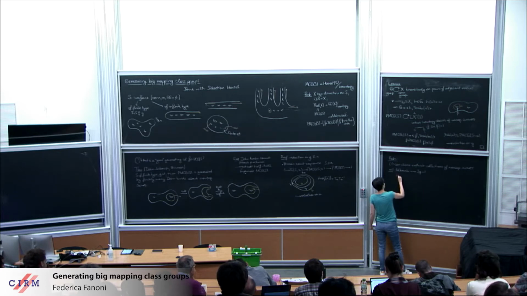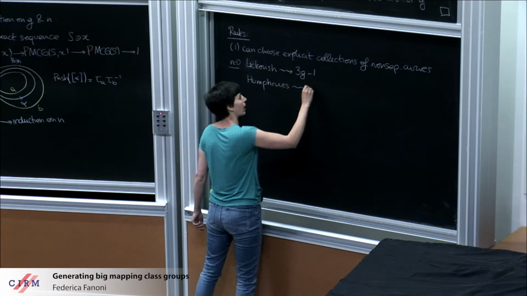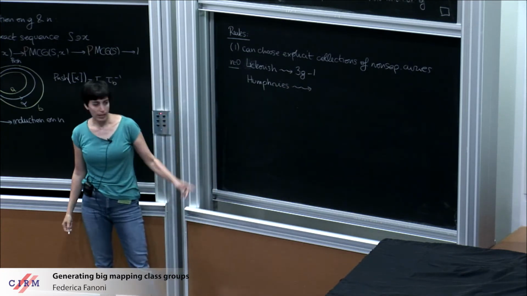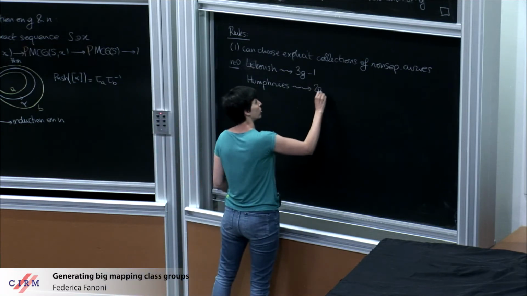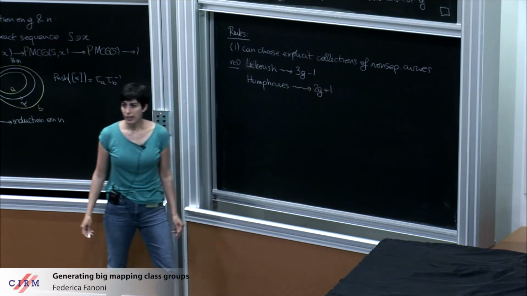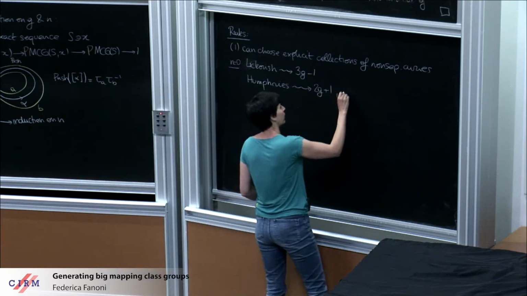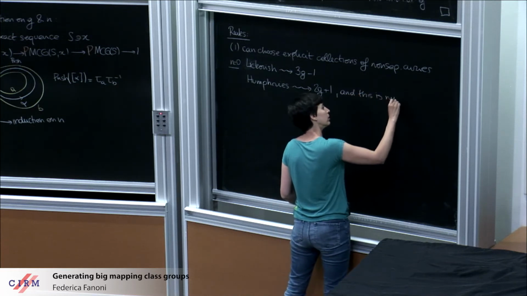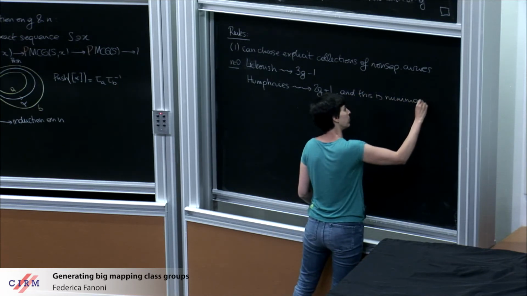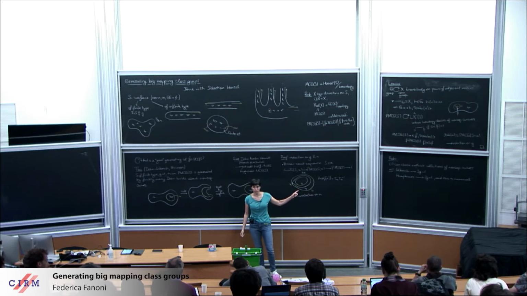And then Humphries actually showed that I can use fewer than these. Actually, it's a subset of these curves. I can just use 2g plus 1. And he also showed that this is minimal, meaning that I cannot generate the pure mapping class group with fewer than these many Dehn twists.